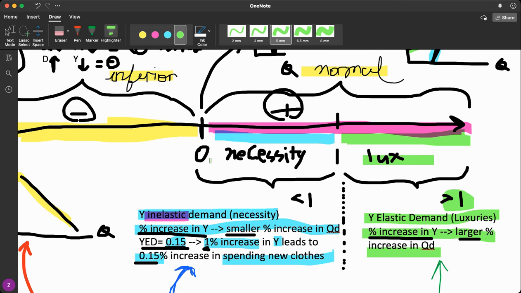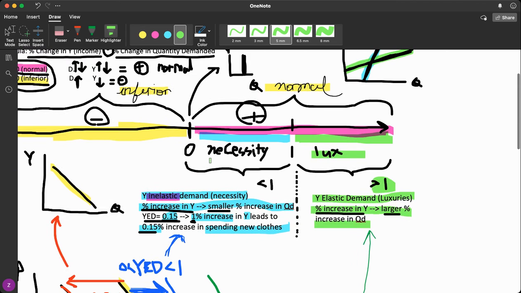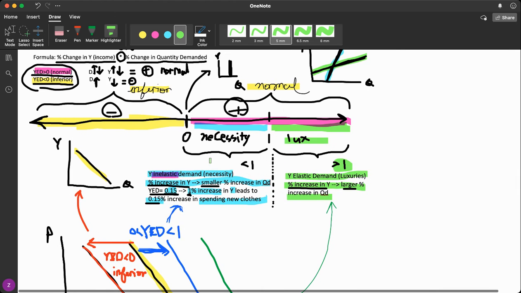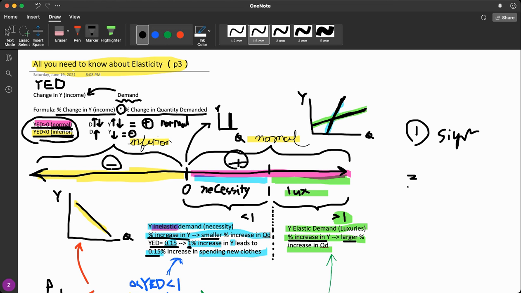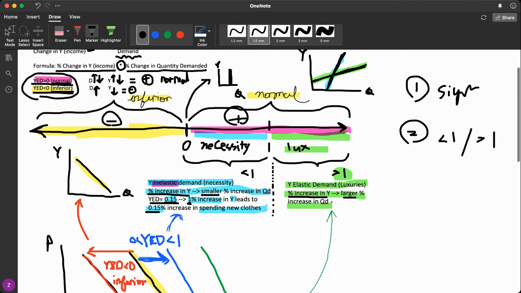So let's conclude how we can identify the type of goods according to the YED value. The first step is always looking at the sign, as we will be able to tell if it is a normal or inferior good. And then by looking at whether the value is greater or less than 1, you can later identify if it is a normal necessity or normal luxury. So the effect of increase in income on different types of good can be expressed on this diagram.